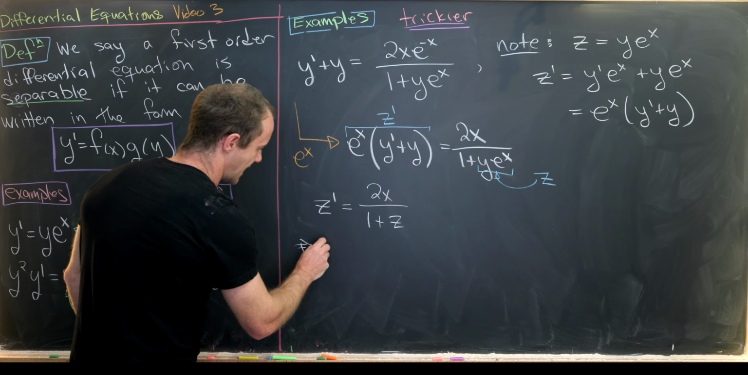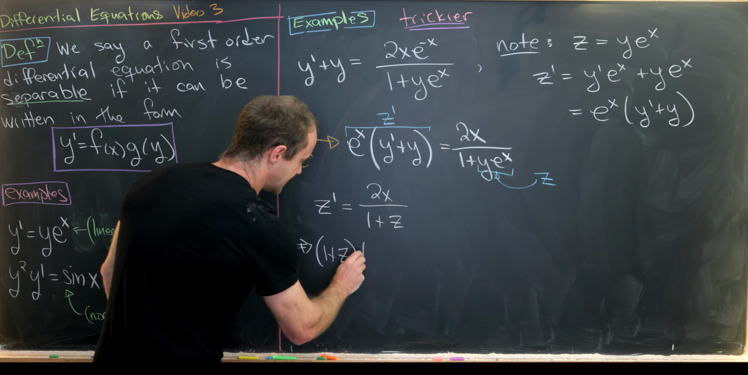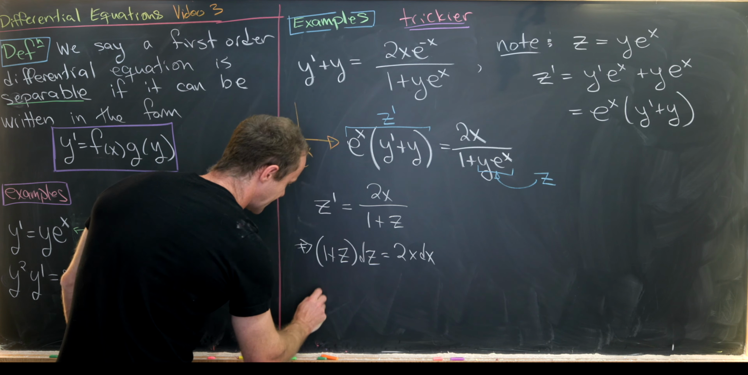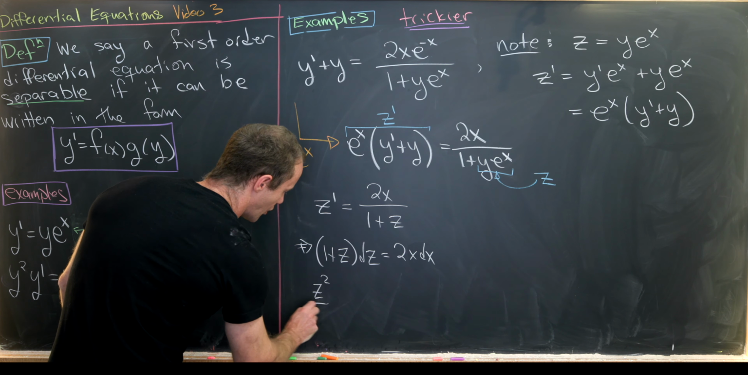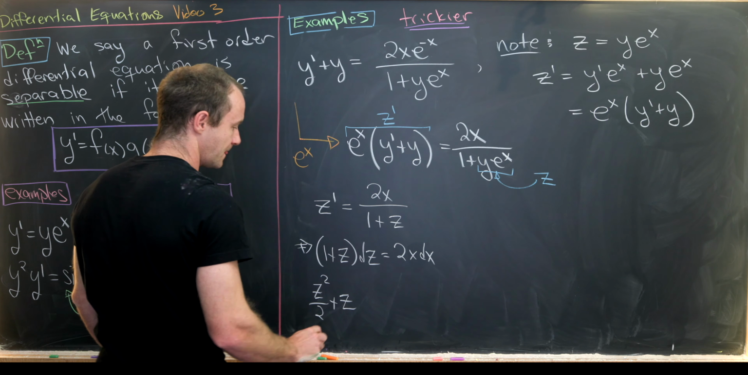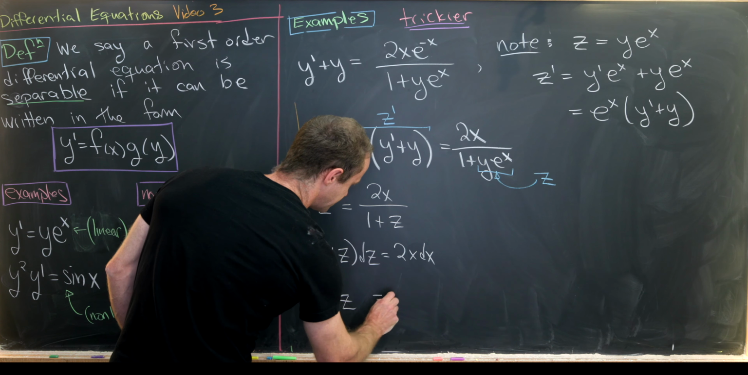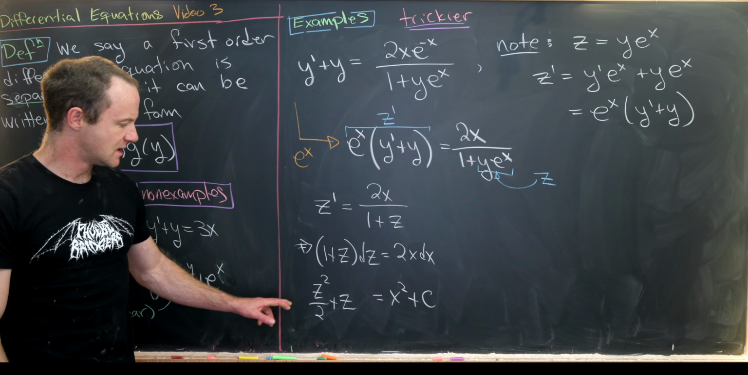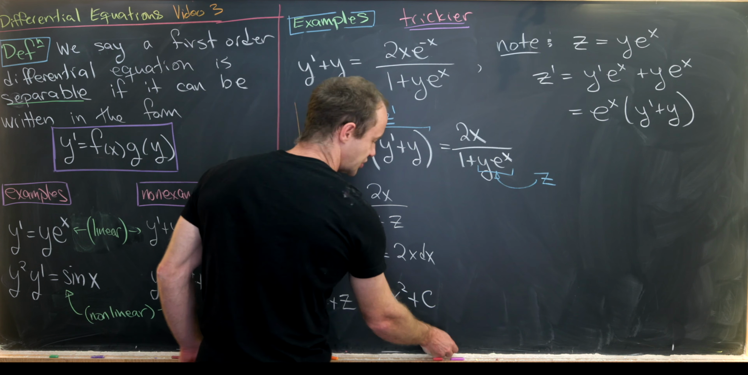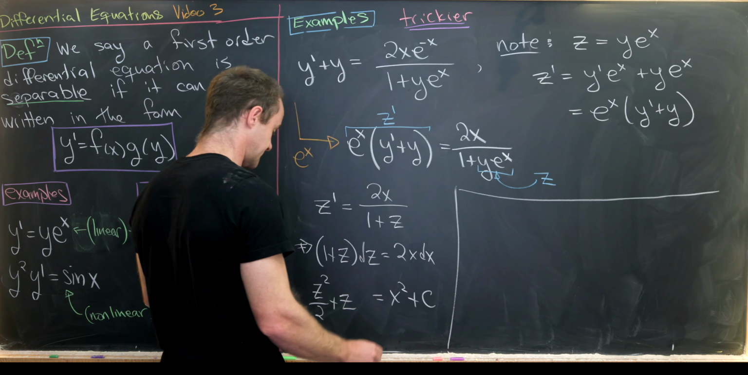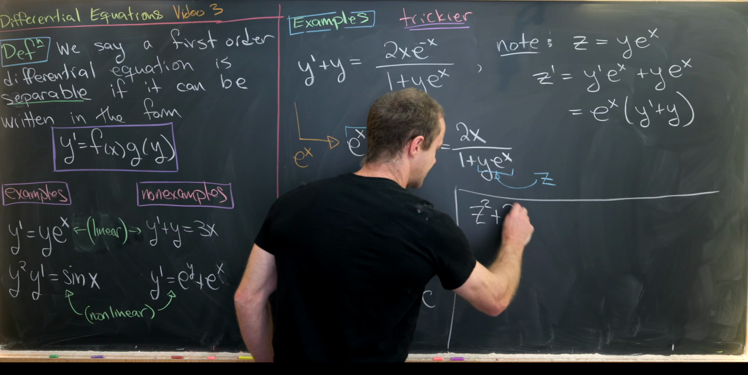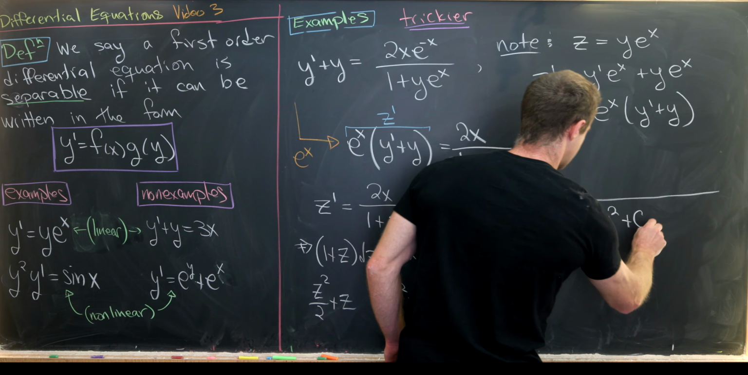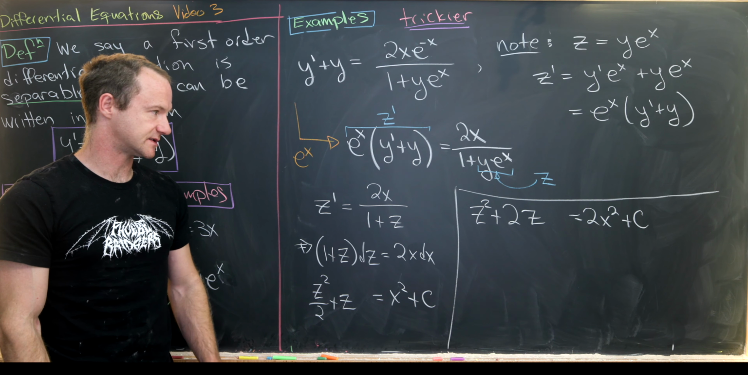So that gives us something like 1 plus z dz equals 2x dx, which means we have, let's see, z squared over 2 plus z equals x squared plus a constant. Okay. But now I'm going to multiply both sides by 2 to clear the denominators. And that's going to leave me with z squared plus 2 times z equals 2x squared plus a constant, absorbing that 2 into the constant.